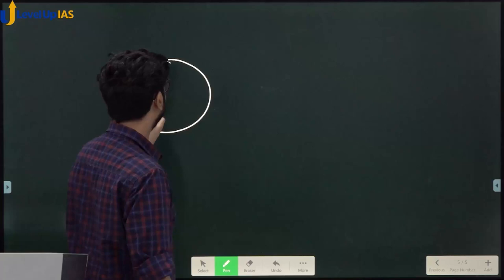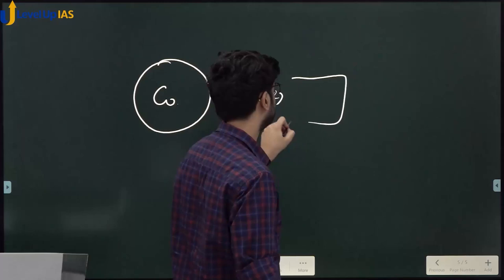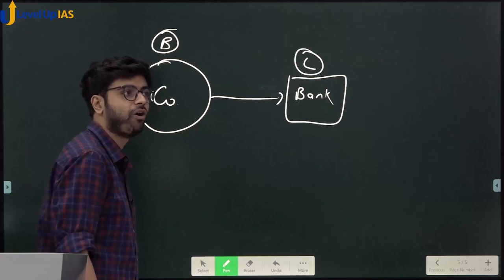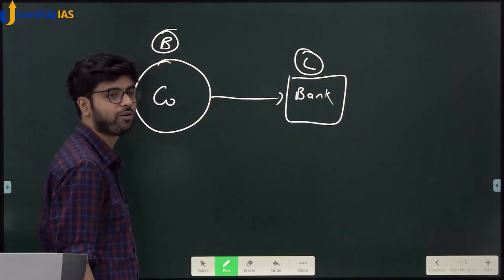So, this is a company. It has borrowed money. It has borrowed money from a bank. Who is the borrower? Company. Who is the lender? Bank. Right? What is that called as when this person's balance sheet causes a problem in this person's balance sheet? What is that called as? Twin balance sheet problem. Right?